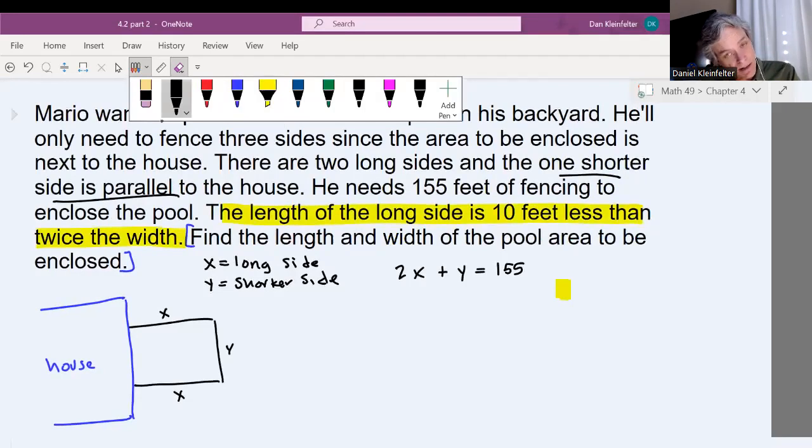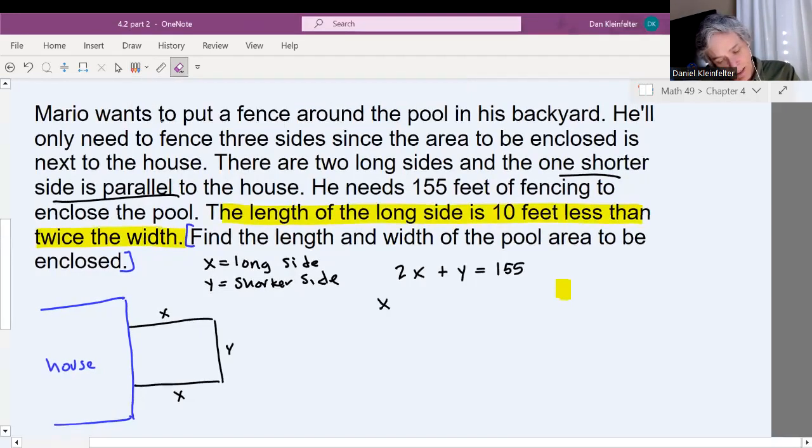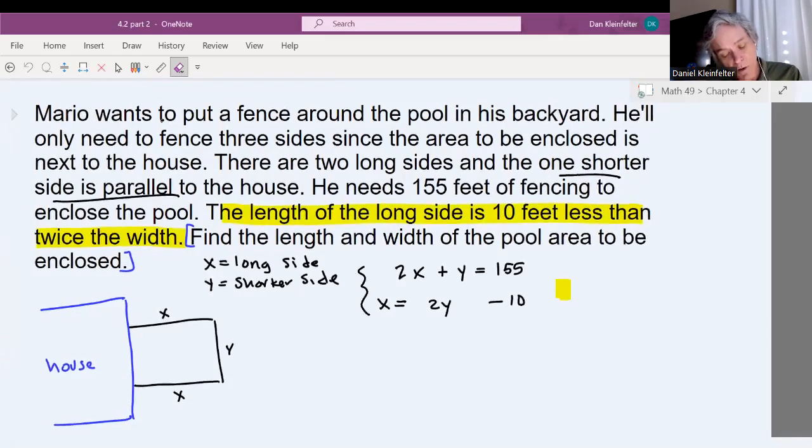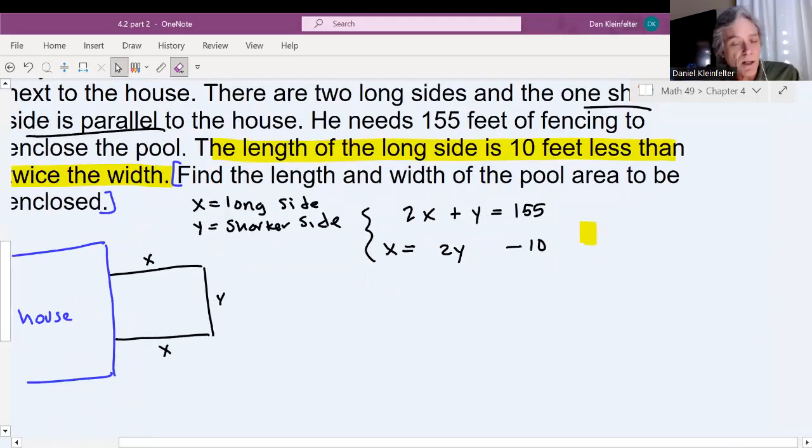The length of the long side, which is x, is 10 feet less than twice the width, being the other dimension, which is going to be y. So x will have to be 2y minus 10. The length of the long side, 10 feet less than twice the width. Okay, so that gives us our system of equations to solve.